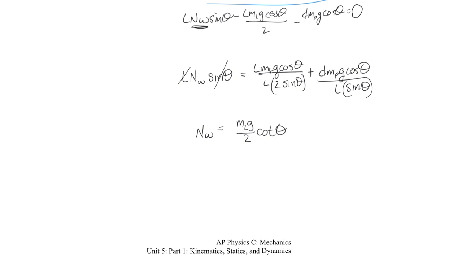All right, the other one, d m p g over L cotangent theta. All right. I mean, it's not pretty or anything, but it's okay. I mean, you could factor stuff out if you want, but I see no reason to.